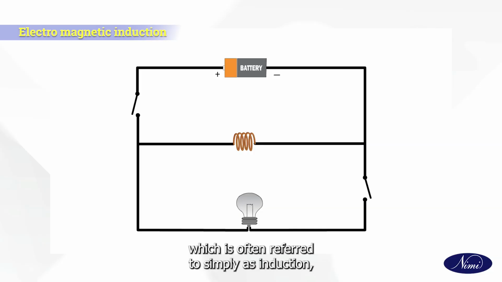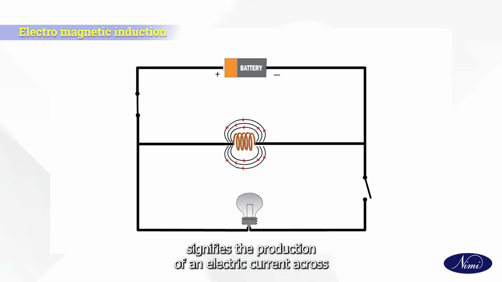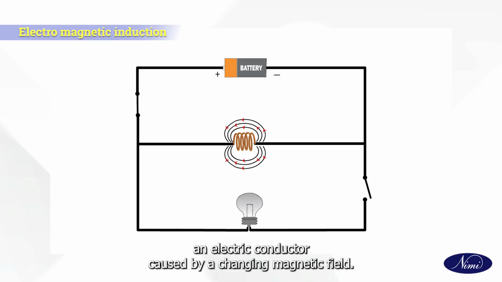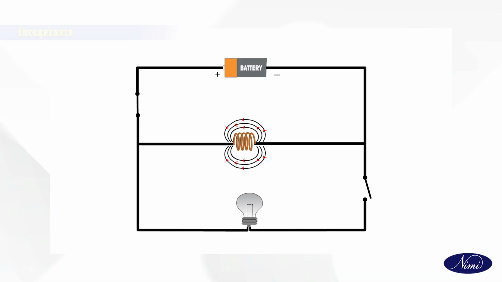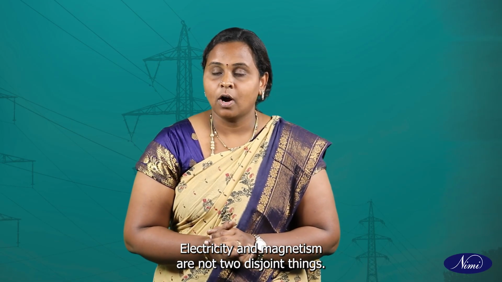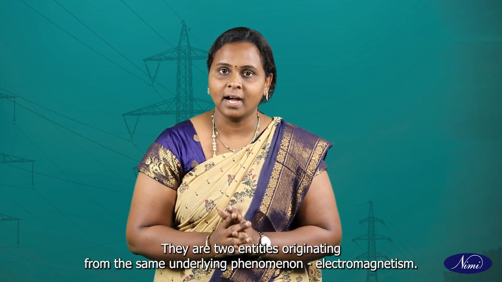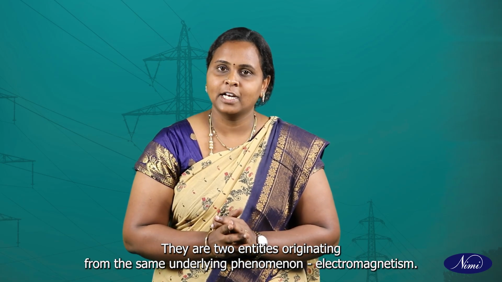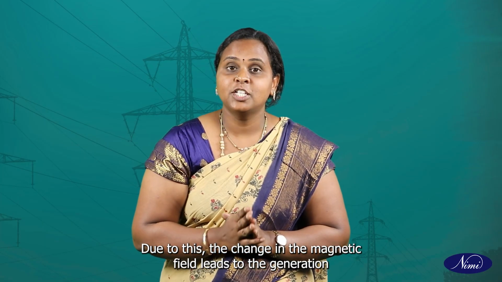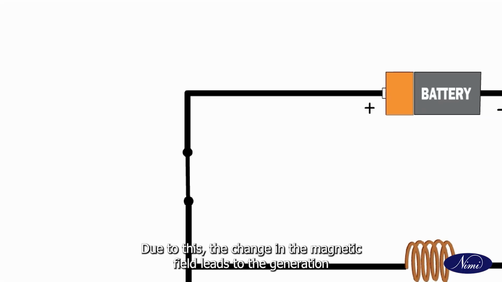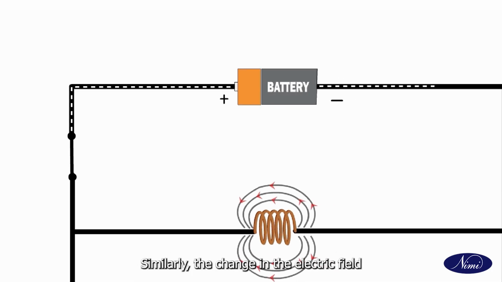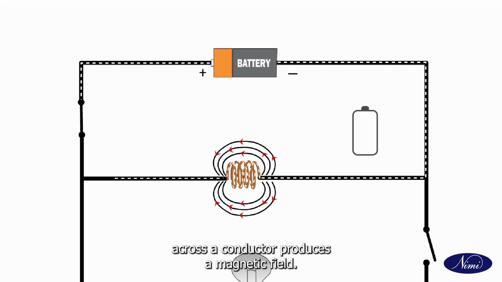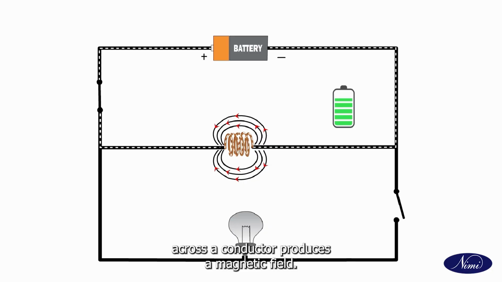What is induction? Electromagnetic induction, which is often referred to simply as induction, signifies the production of an electric current across an electric conductor caused by a changing magnetic field. Electricity and magnetism are not two disjoint things, they are two entities originating from the same underlying phenomenon, electromagnetism. Due to this, the change in the magnetic field leads to the generation of the electric current. Similarly, the change in the electric field across the conductor produces a magnetic field.